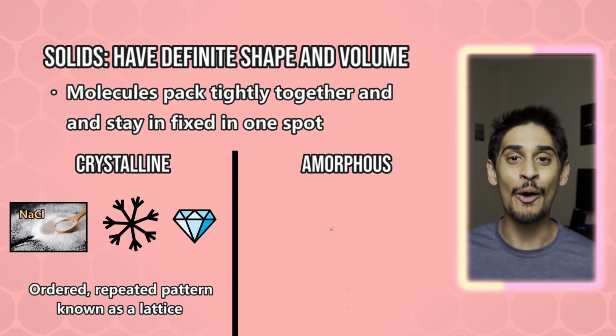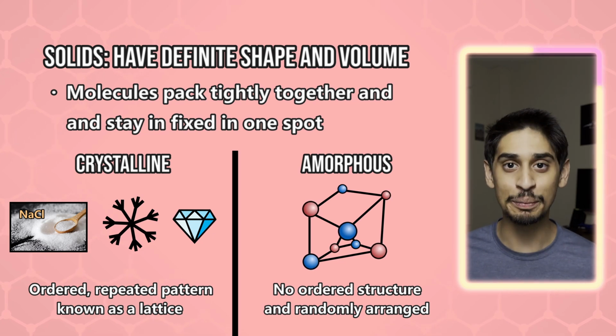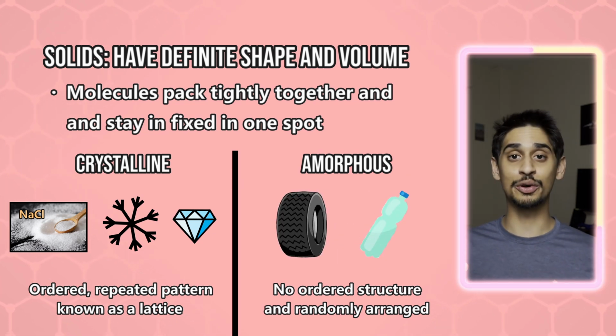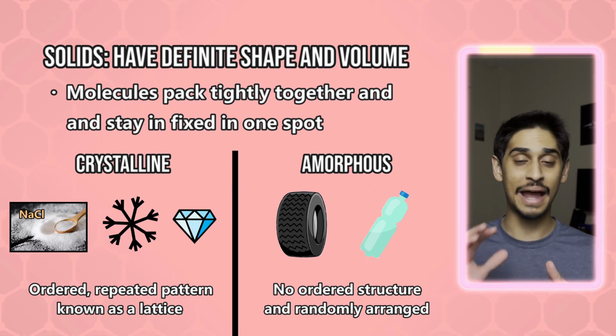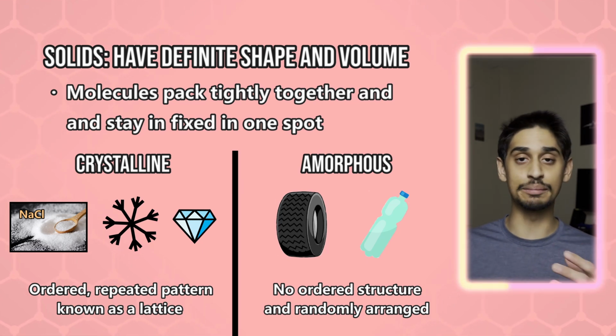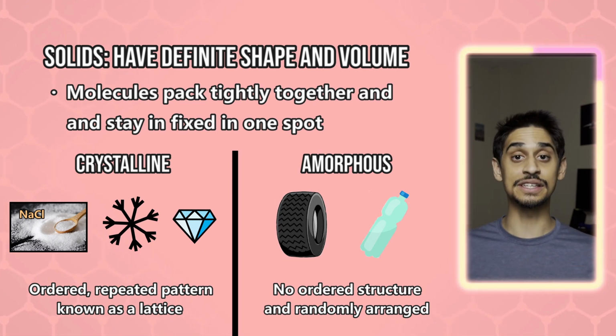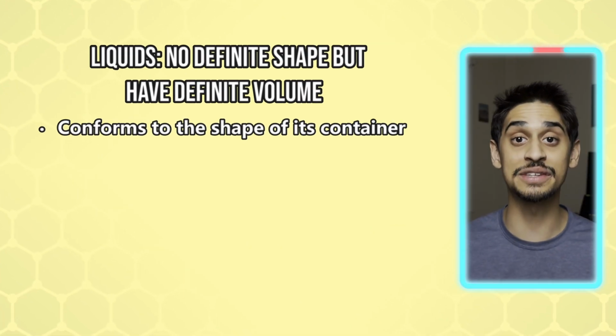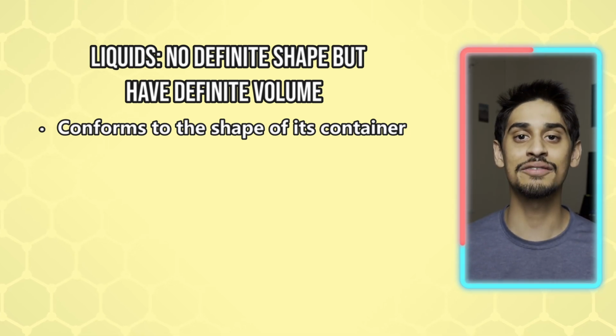The second type are amorphous solids, where there's no repeating pattern for the molecules. So things like rubber and plastic, where the molecules kind of randomly pack together and there's no repeated pattern whatsoever, would be considered amorphous. Next are liquids, and these assume the shape of their container, so they don't have a definite shape, but they still have a definite volume.